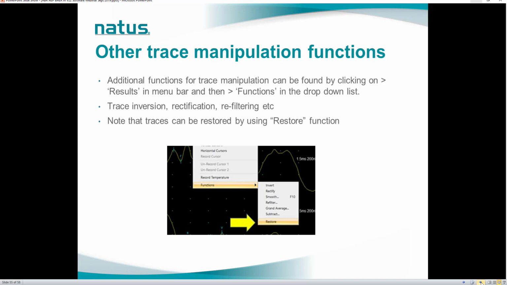Sometimes if you have placed the electrode in the opposite way, trace inversion will help you to put it into the right position. And if you have a very noisy or unstable baseline, you can do a rectification of the signal to bring the baseline to a leveled manner. If you have frequency interference during your recording, you can also choose to do a refiltering as part of the post-processing process.